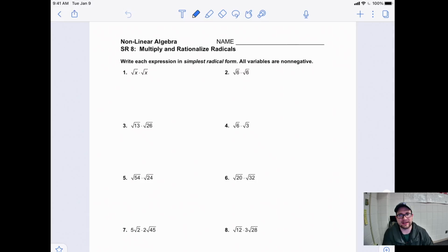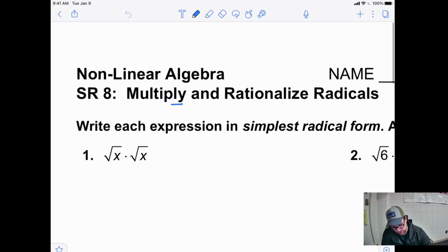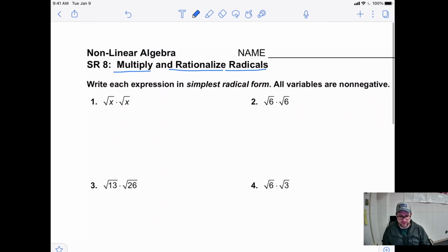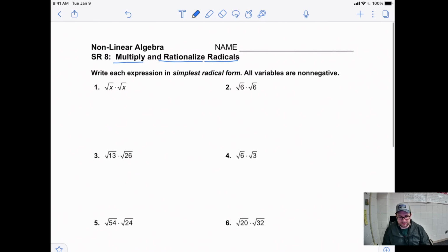We're going to be talking today about SR8, which is multiply and rationalize radicals. Now, this is going to be kind of like another one of a bring it back together after that long spring break. I know we have a tendency to lose track of some of these ideas, so I want to make sure we're all good before we move on. So, just like always, we're going to be trying to write everything in simplest radical form.